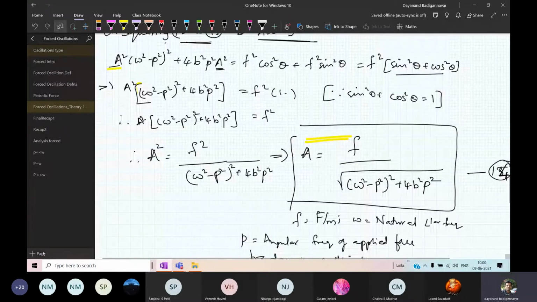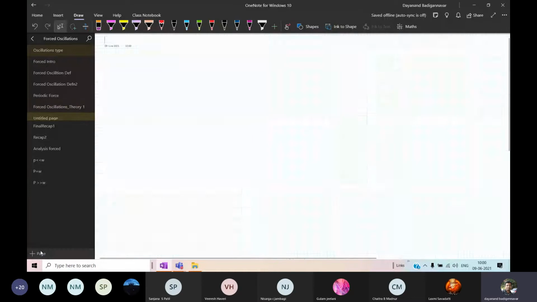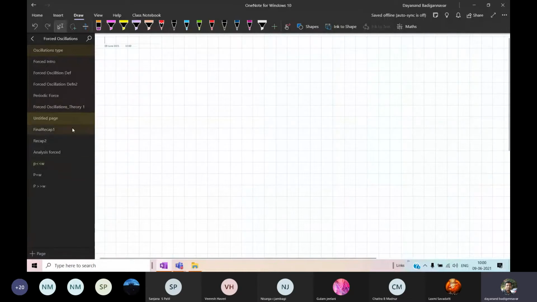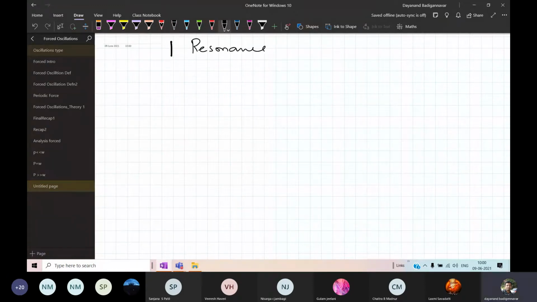Okay, correct. Let us go for the next one, that is the resonance part. That is also part of SHM. Before we go for the next topic, there is one more important topic that is called resonance. What is this resonance?